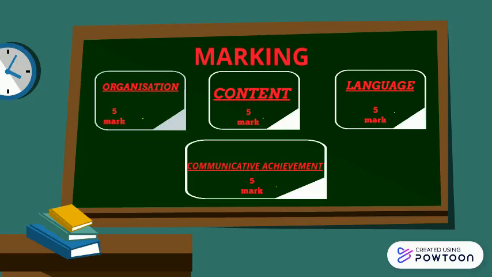Marking is done based on these 4 aspects. Organization, how well have you written your essay? Content, does your 3 points answer the question? Language, vocabulary, grammar, and tenses errors. And communicative achievement is how well you link your points using linking words.